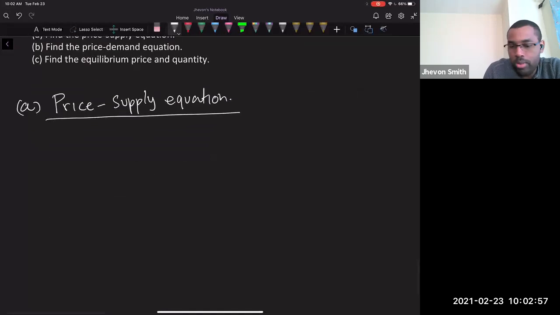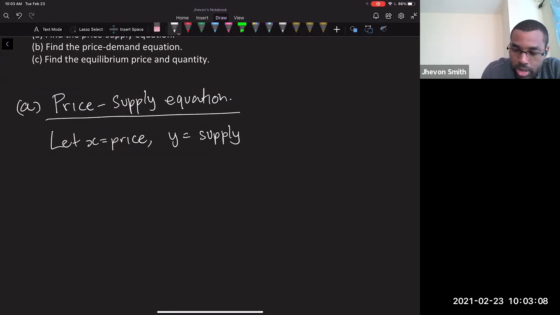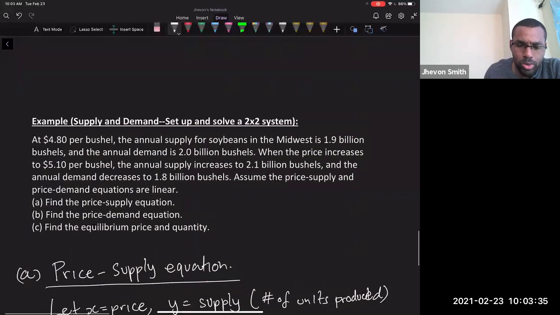Okay, so what I would do is let X equal price. Let Y equal supply. But really, this is just the number of units produced. Okay, so what do we know? We know that we're assuming that this is a straight line, and we also know what points are on the straight line. How do we know what points are on the straight line?